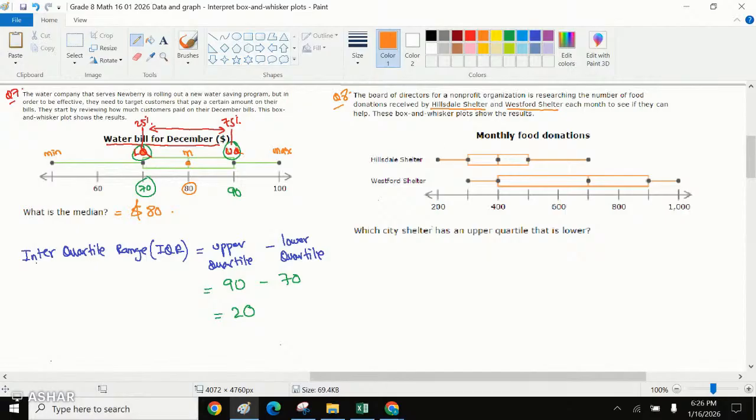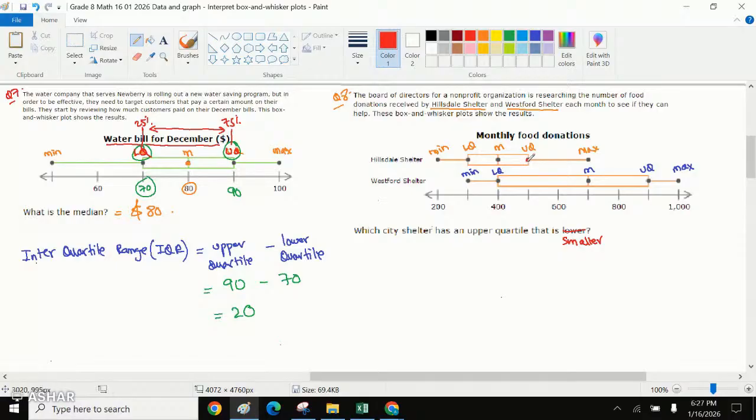Can we label? This would be minimum, this would be lower quartile, this would be median, this is upper quartile, and this was maximum, right? Let's compare. This was minimum, lower quartile, median, upper quartile, and maximum, right? Which city shelter has an upper quartile which is smaller? They're using the words lower just to confuse. We can also say which is smaller. So can we compare the upper quartiles of both the values?